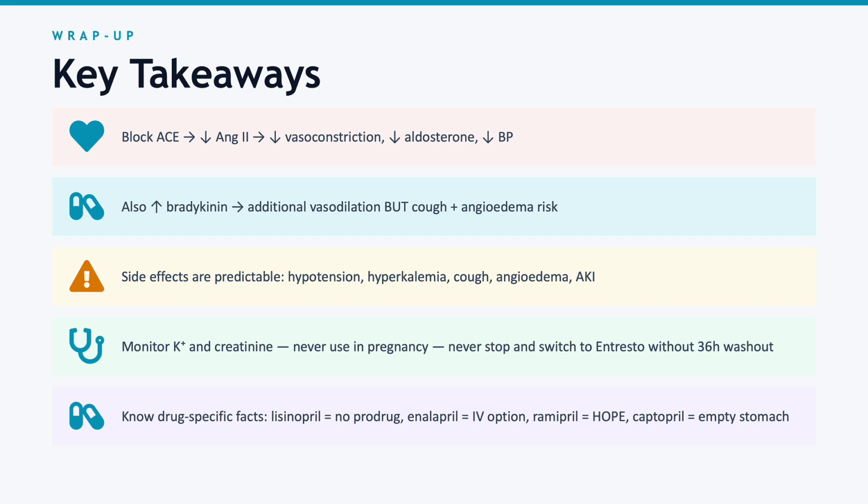ACE inhibitors block the conversion of angiotensin I to angiotensin II, reducing vasoconstriction, aldosterone release, and blood volume. The side effects, hypotension, hyperkalemia, cough, angioedema, renal injury, all trace directly back to blocking RAAS and accumulating bradykinin. For your exams, remember, check potassium and creatinine after starting. Never use in pregnancy. And if a patient gets a cough, switch to an ARB.